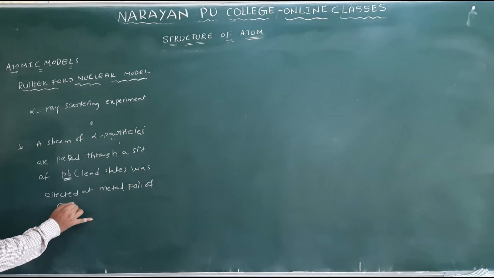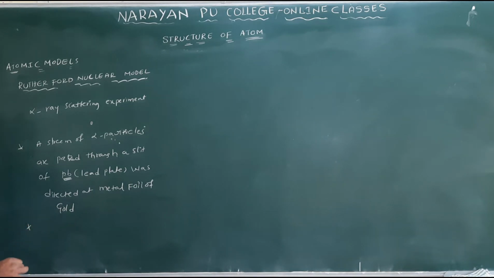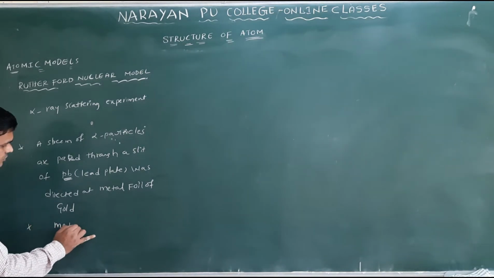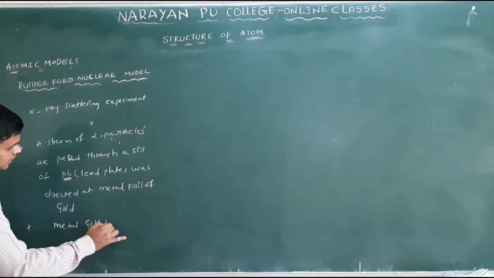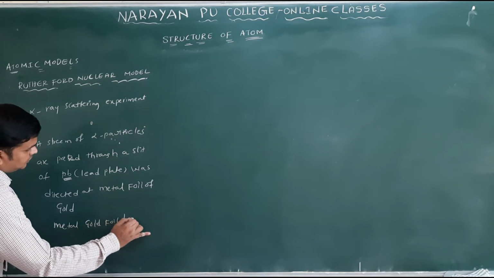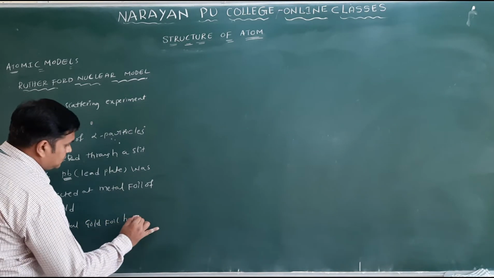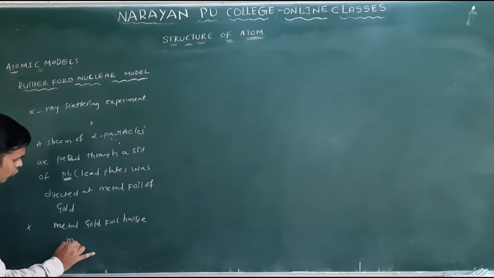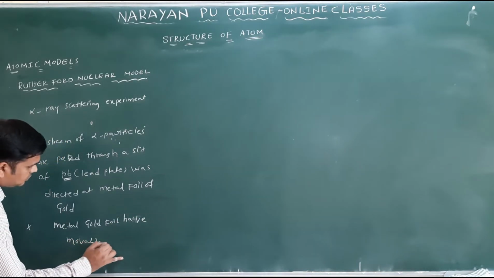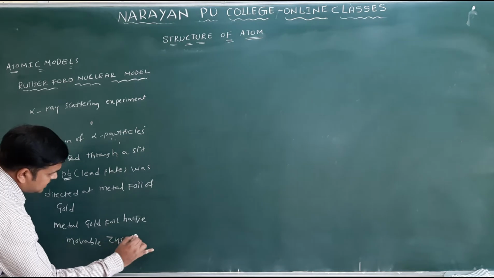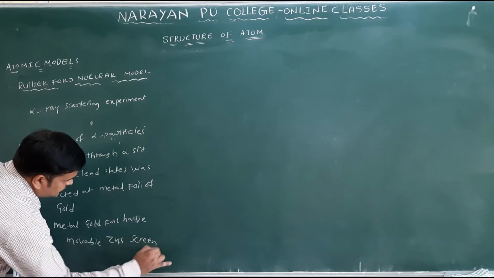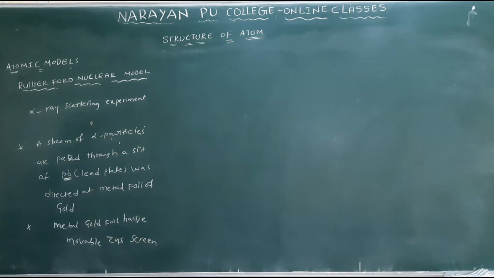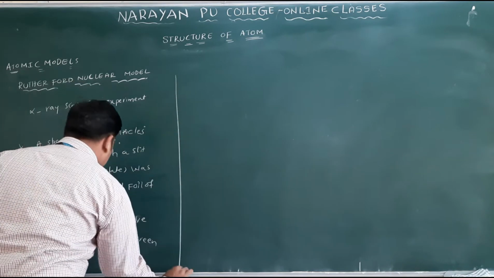Metal foil of gold only. So this metal gold foil has what here? It has a rotated, movable zinc sulfide screen only. Zinc sulfide screen, or we can say a fluorescent screen.